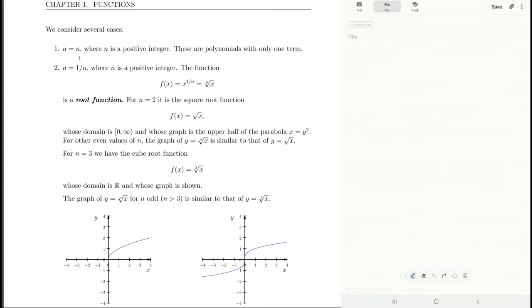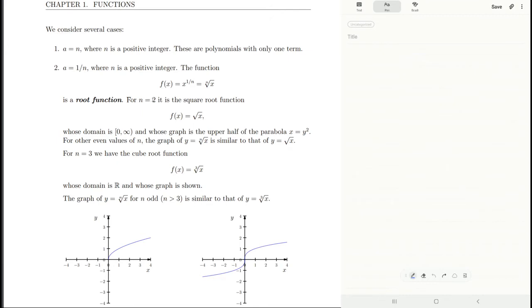Now in the second case, if a is equal to 1 over n, where n is a positive integer, then the function will take on this form, x to the power of 1 over n, and this can be written equivalently as the nth root of x, and these are called root functions. So for the root function, we'll consider a few separate cases.